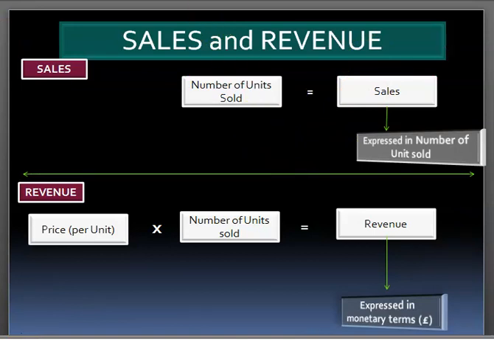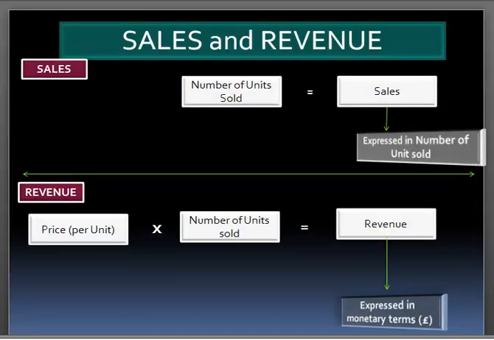Now, sales and revenue. Let's first talk about sales and revenue. How are they related? For you to be able to calculate sales, all you need is just the number of units sold. For instance, if a business is selling computers, for them to know the number of sales they've made, they just need to know the number of computers they've sold. So let's say they've sold 20 computers, so the 20 computers is their sales.